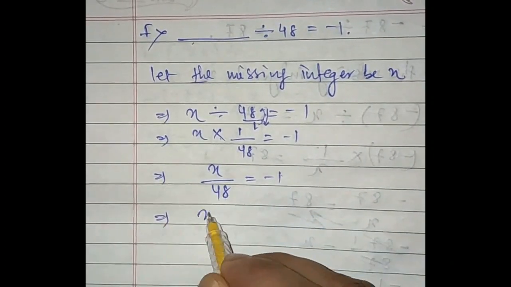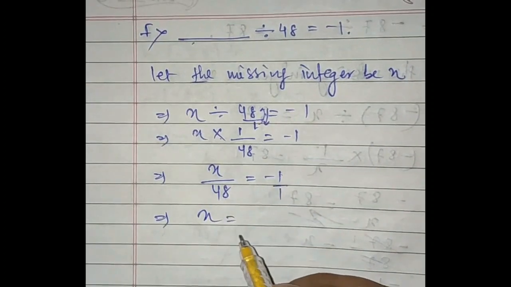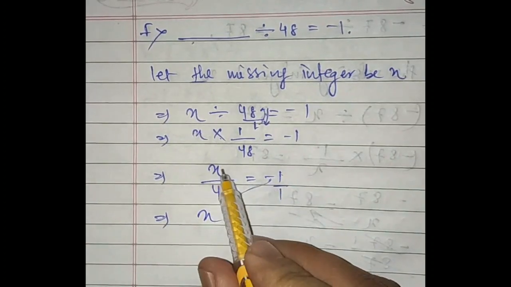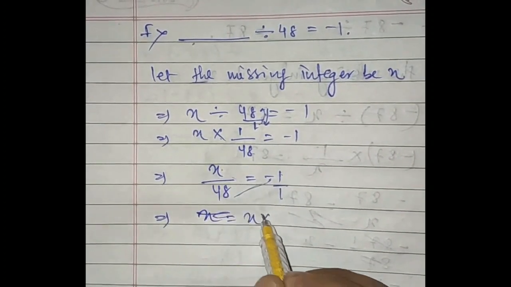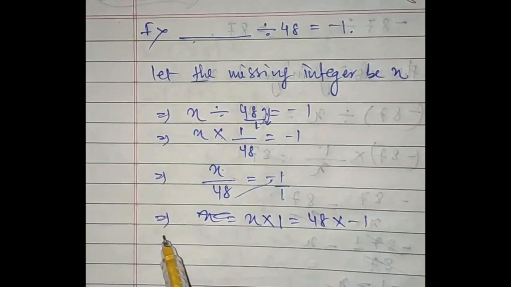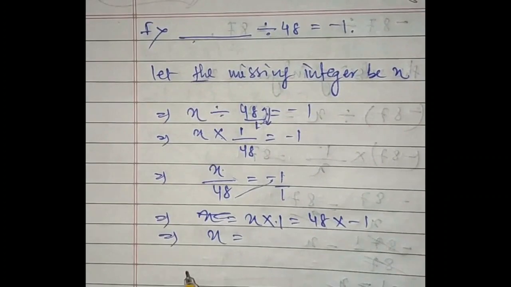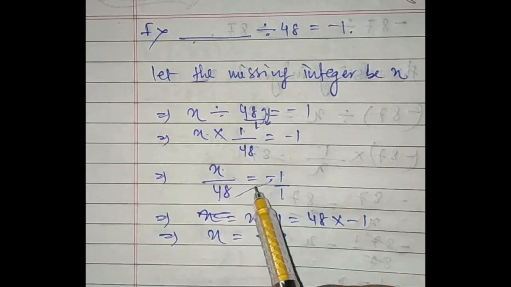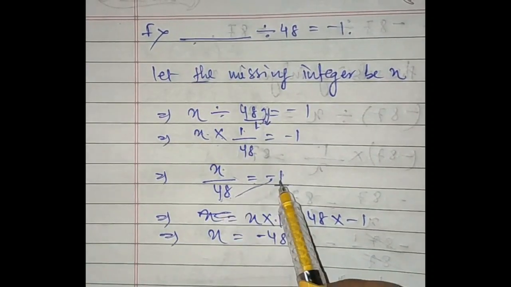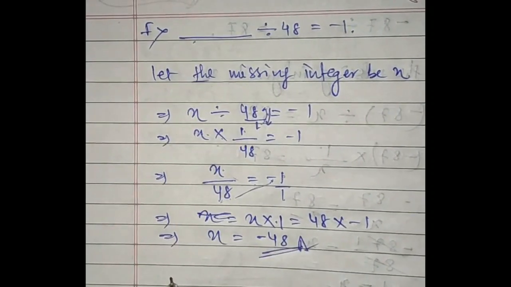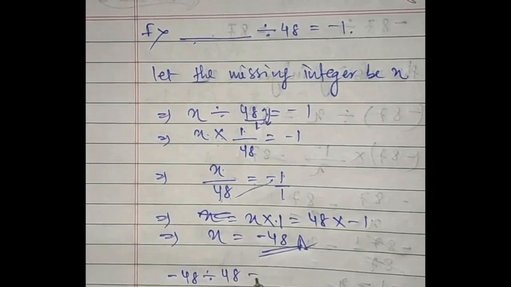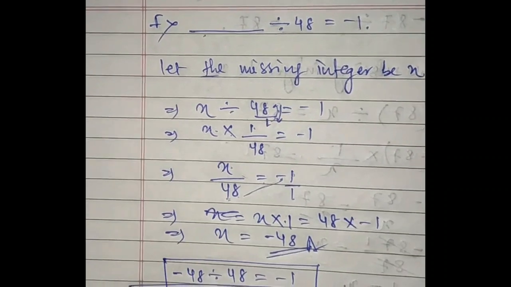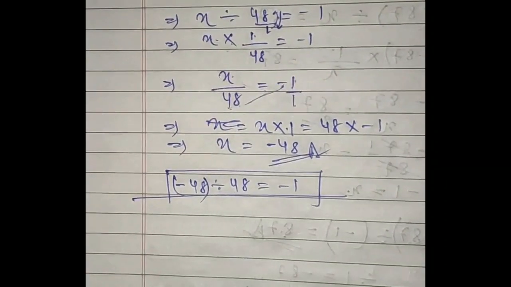Alright, so now this is called the cross multiplication system also. You'll learn in higher class what cross multiplication is. For now you just remember interchanging. Whenever you're interchanging, it will become x into 1 is equal to 48 into minus 1. So x is equal to 48 into minus 1, which is minus 48. So multiply this, 48 into minus 1 is minus 48. So our answer will be minus 48 divided by 48 is equal to minus 1. Alright, so you can do like this. Put this in a bracket.